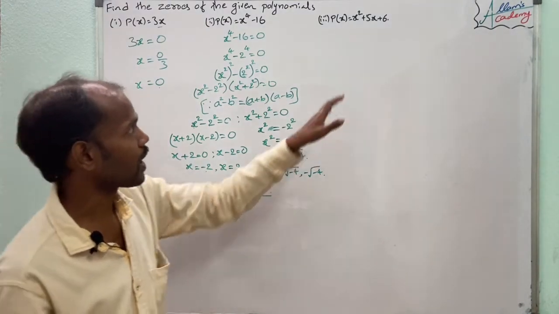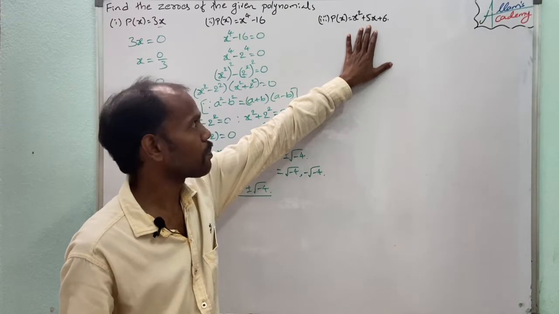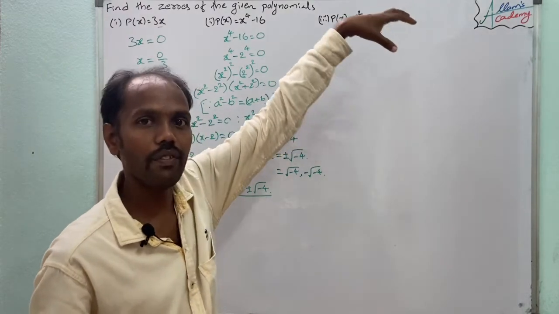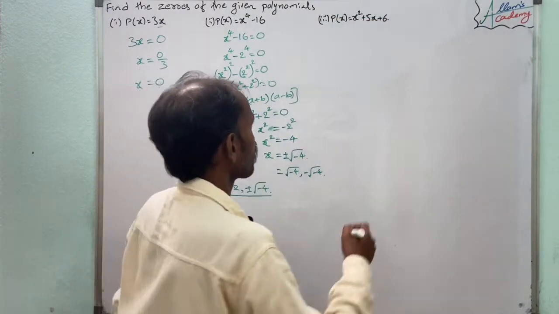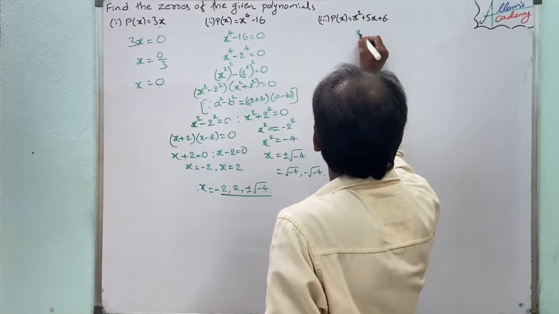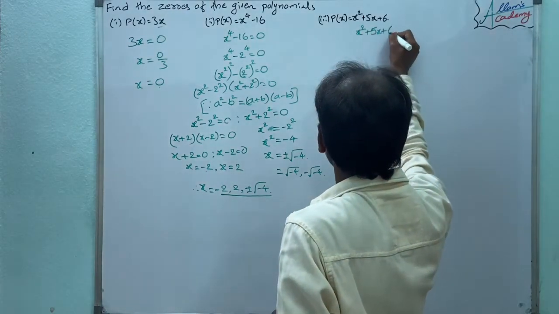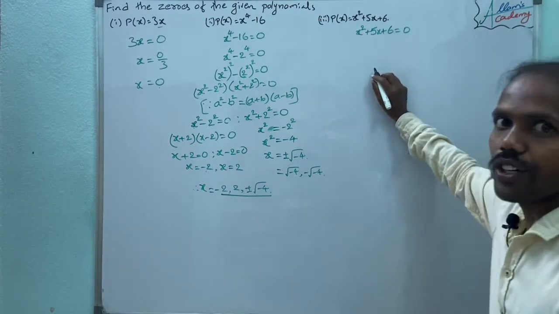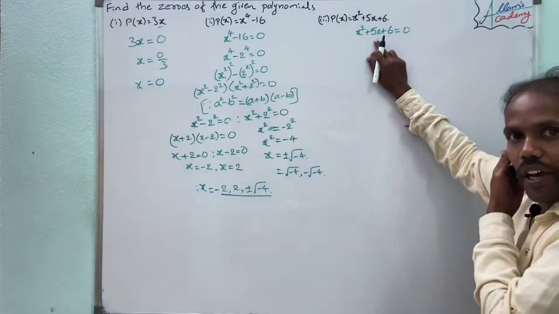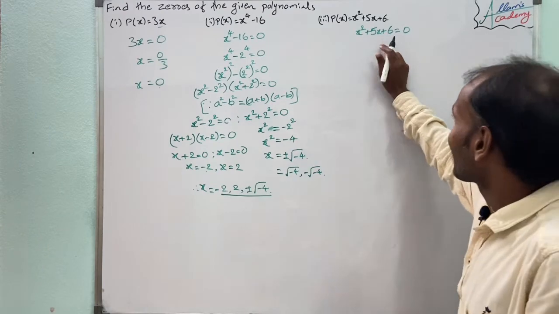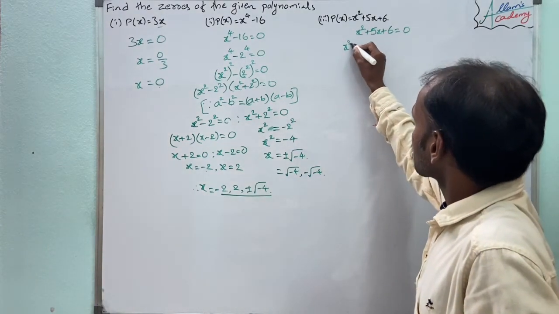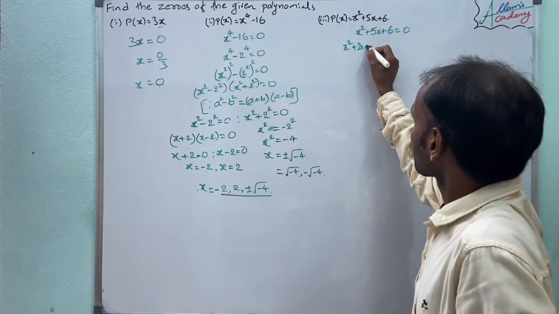In the same way, now see this problem: x square plus 5x plus 6, find its zeros. So x square plus 5x plus 6 equals 0. Now here we can write the 5x as 2x plus 3x.